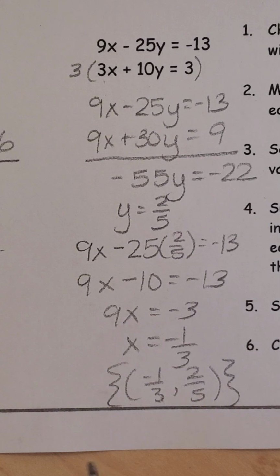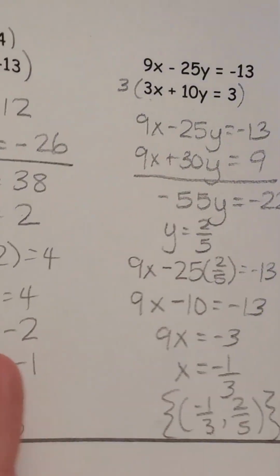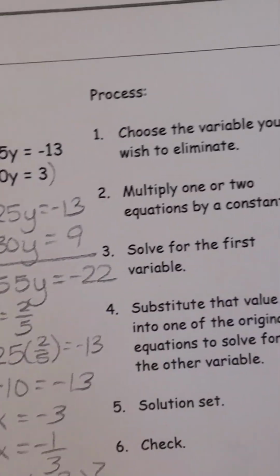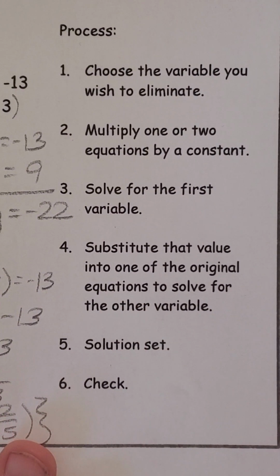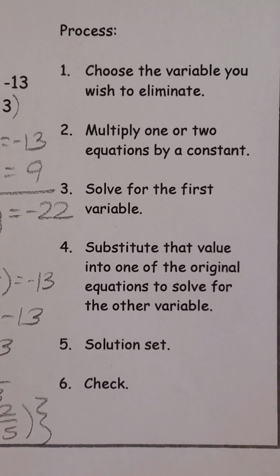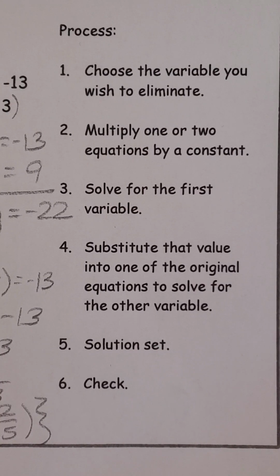So we chose the variable we wanted to eliminate. Then we multiplied either one or both equations by a constant, solved for the first variable, substituted that value into one of the original equations to solve for the other variable, and found the solution set. And then of course you can either check your answers with the answer key or do a verification if you want to ensure that you have the right solution. And that's the end.